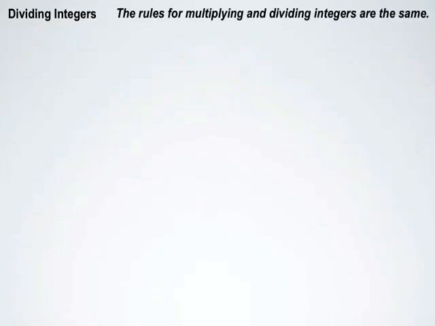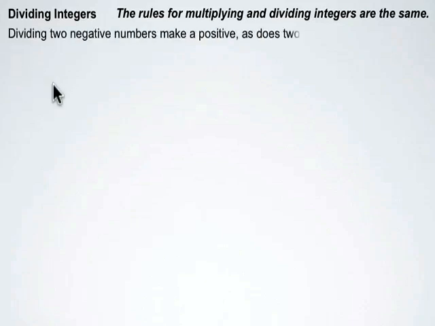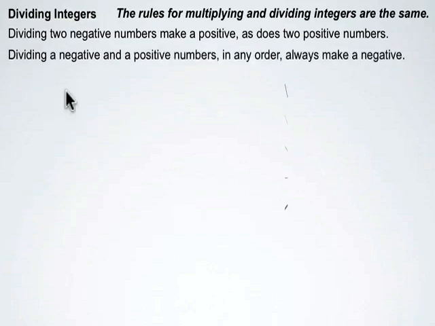So now if we look at dividing integers, the rules for dividing integers are the same as the rules for multiplying integers. If you have two negatives or two positives, you end up getting a positive answer. If you have a negative and a positive in any order, your answer will be negative.